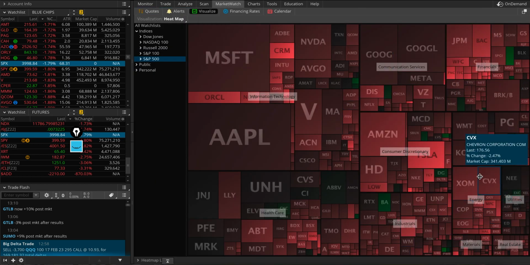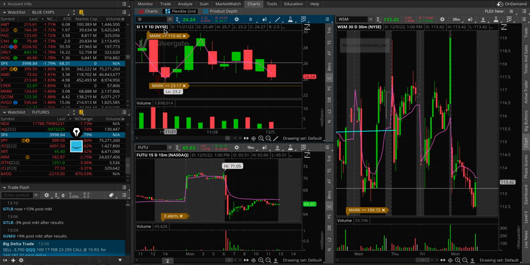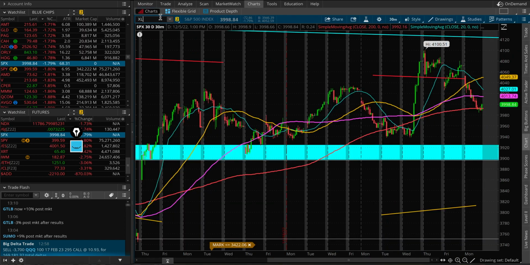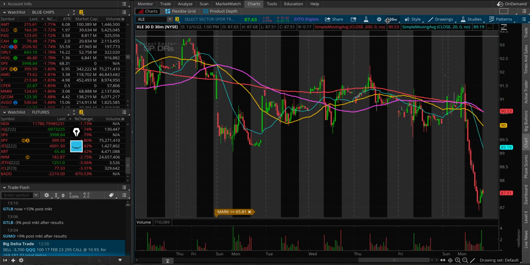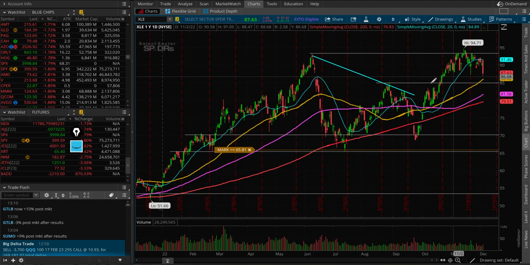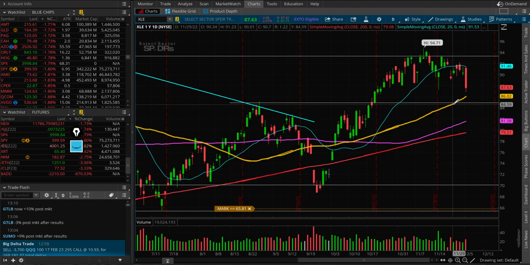I know that energy is pulling back. I just wanted to show you what's going on with, okay, let's take a look at the XLE. Just moving averages. Yellow line on my chart represents the 50-day, red line the 200-day. So we're pulling back into that 50-day moving average. So energy, biggest loser, 3% down.